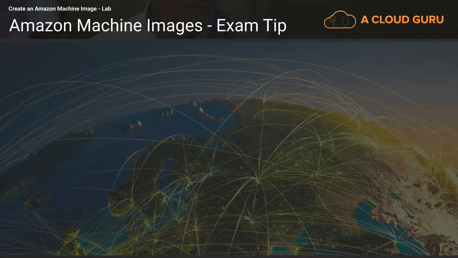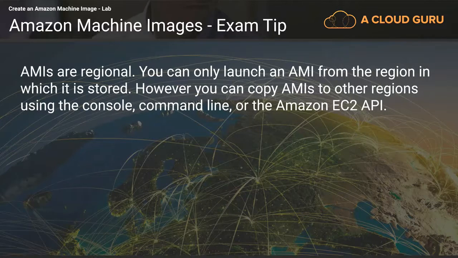Moving on to Amazon Machine Images. AMIs are regional. You can only launch an AMI from the region in which it is stored. You can, however, copy AMIs to other regions using the console, command line, or the Amazon EC2 API.